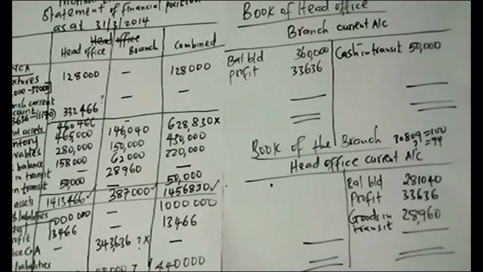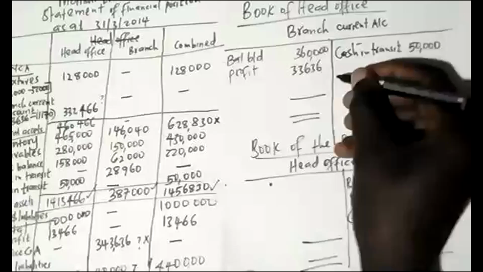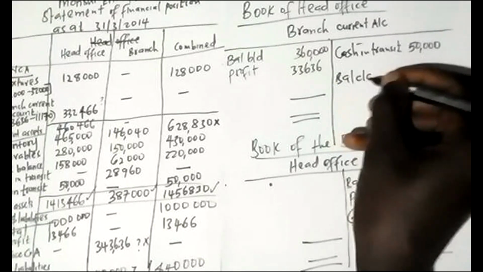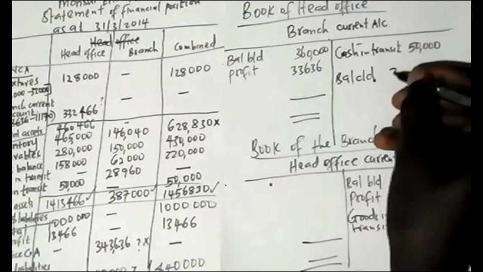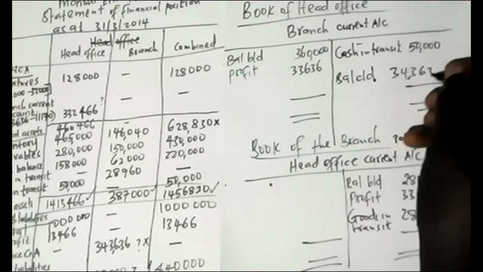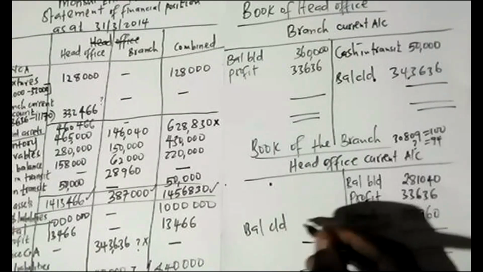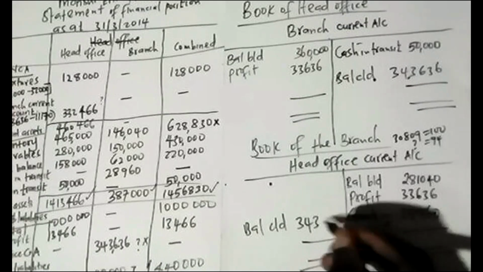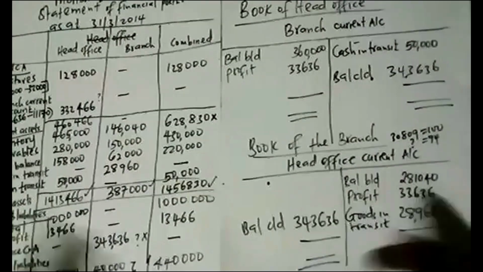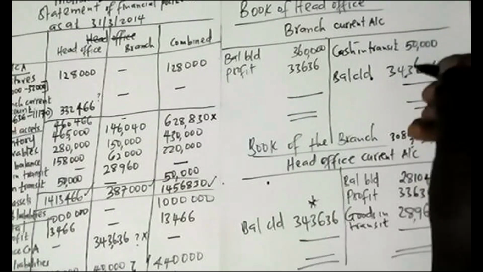The balancing figures of these accounts are supposed to be the same and opposite to each other. You will realize that they are the same as the ones we recorded under the statement of financial position, under the two accounts. If I do the first one, my balance carried down is 343,636. The same with this one: 343,636. So you can see they are the same and opposite to each other.